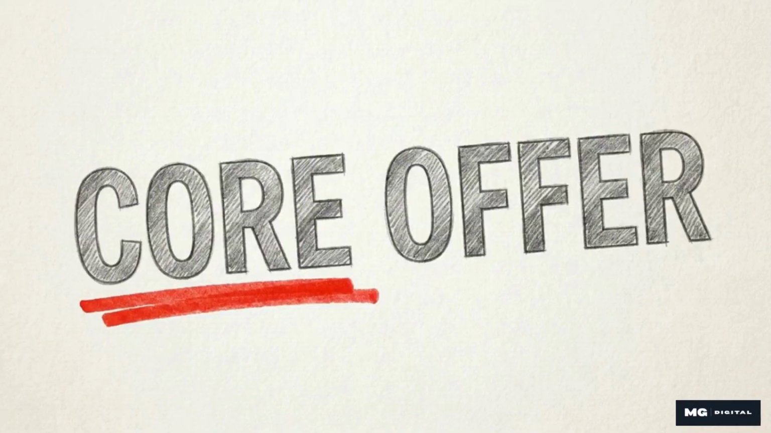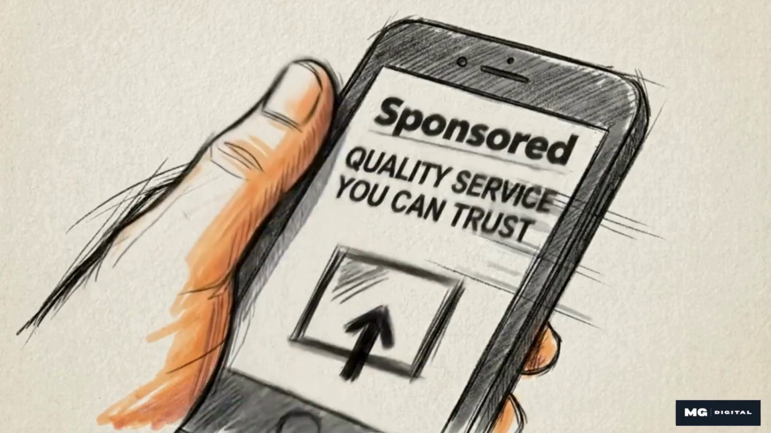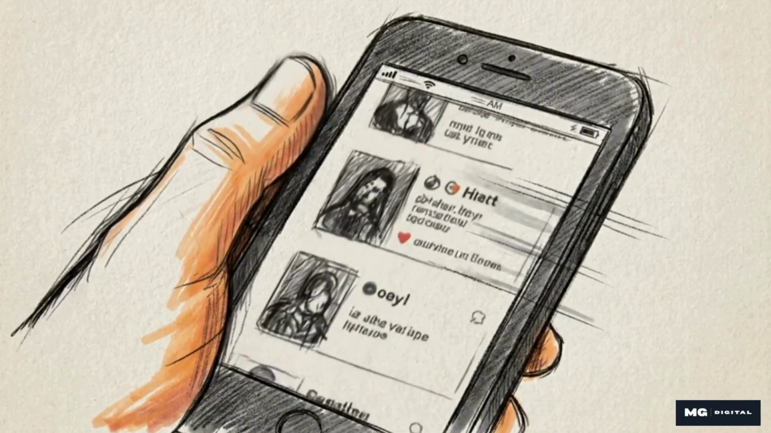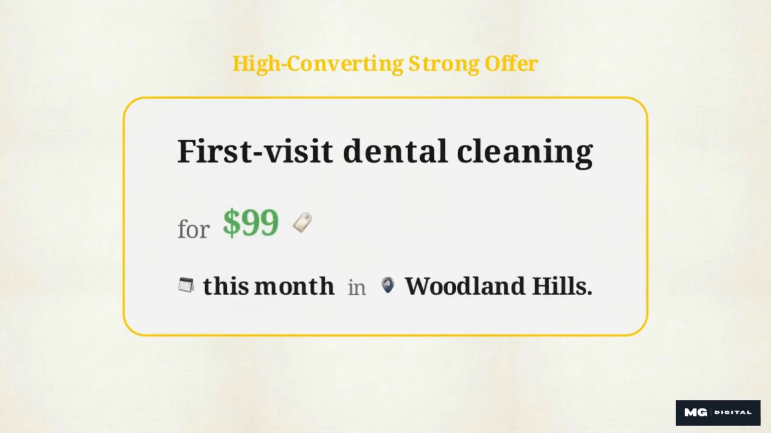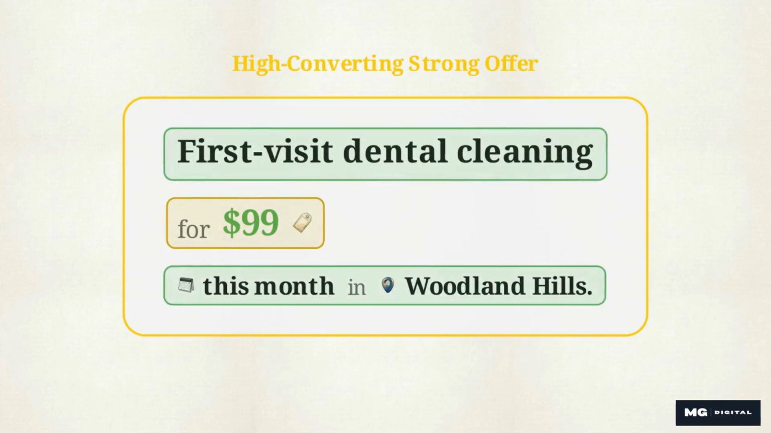Next, we have to fix what you are actually saying. Phrases like quality service you can trust, paired with a logo, get ignored because mobile scrollers move too fast for generic business cards. To get them to stop scrolling, you need a strong offer. Watch how this diagram compares a weak branding statement to a highly specific, time-bound local offer. Notice the concrete reason to act immediately, like a first visit cleaning for $99 this month.